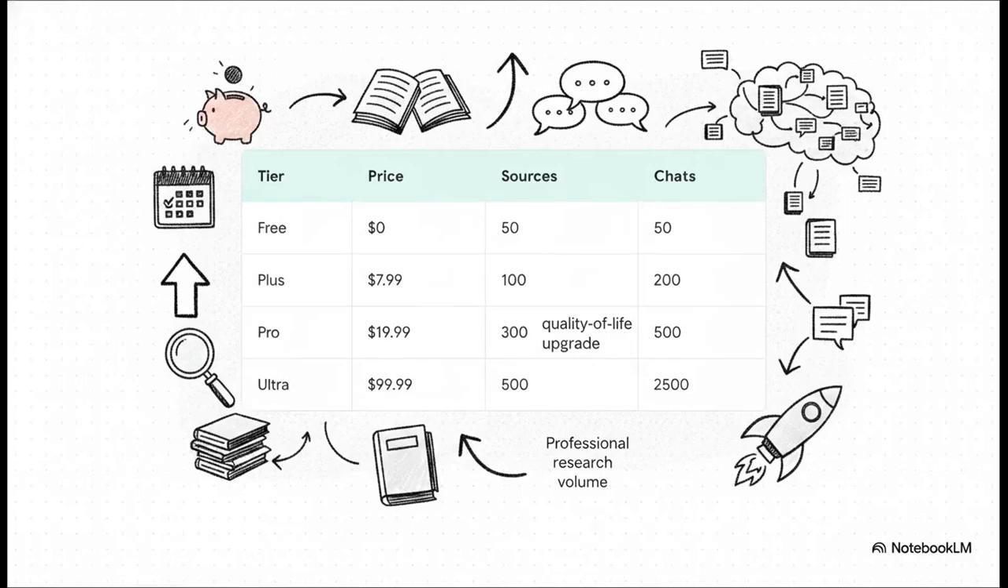Following the May reshuffle, the capabilities scale based on your subscription. It ranges from a very generous free tier up to the roughly $20 Pro and $100 Ultra plans, which are really designed for massive professional research volume. But if you find yourself rationing your 50 daily chats on the free tier, the Plus plan at $7.99 a month is a massive quality of life upgrade. It doubles your sources and quadruples your daily chats.